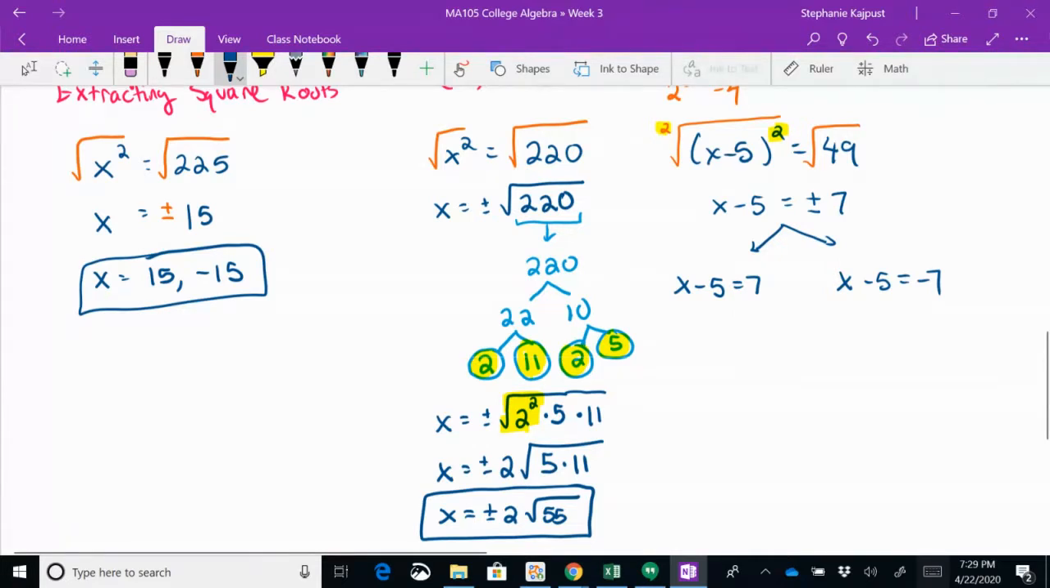So we get this plus or minus, we get 2 equations, and then we solve both of those for x. So I'm adding 5 to both sides, and it's the same on both equations. We just get different numbers. So our first number is 7 plus 5, we get 12. And then in the other one, we have negative 7 plus 5, which is negative 2. So we still get 2 answers, but they're not just a plus or minus version of each other, and that's because we have that minus 5.